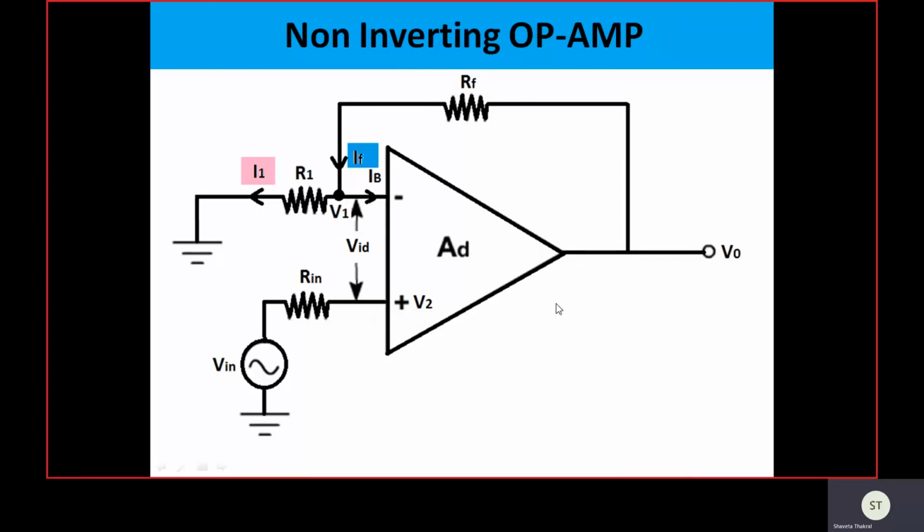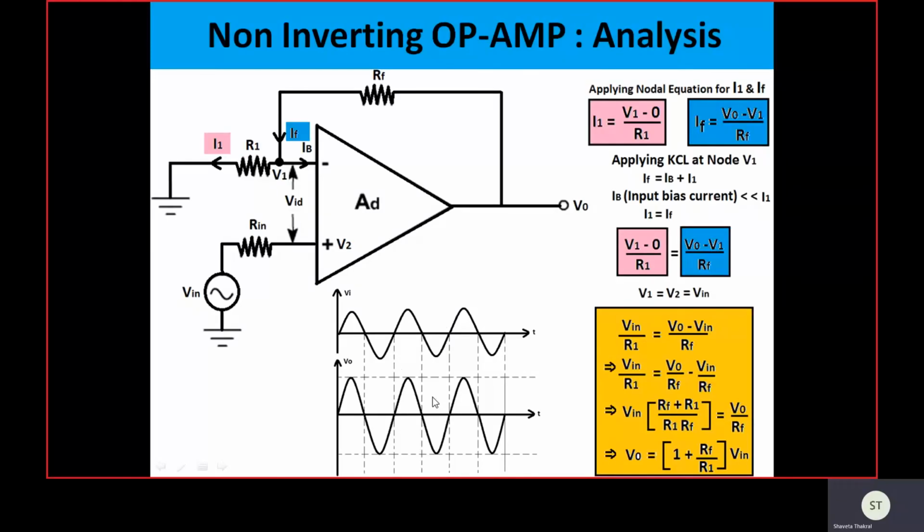And this is the circuit diagram for the non-inverting operational amplifier. In the case of the non-inverting operational amplifier, the input is applied to the non-inverting input terminal and the inverting input terminal will be grounded here. And if we go for the analysis, we are applying again the nodal equation for I1 and IF and considering IB as 0. But as this terminal is grounded, the direction of current is reversed for the non-inverting operational amplifier.